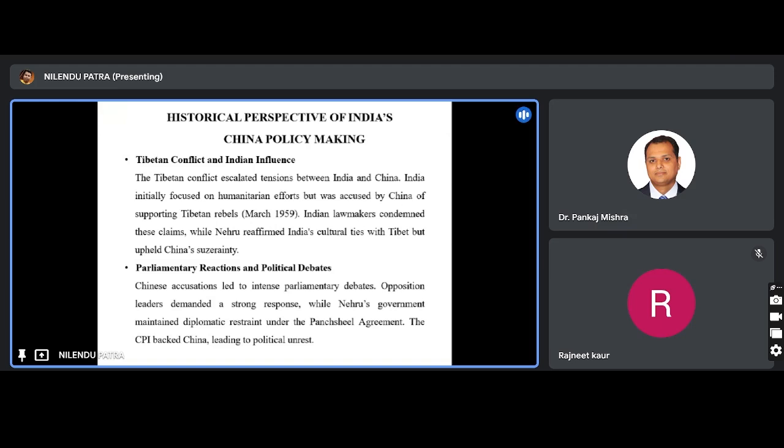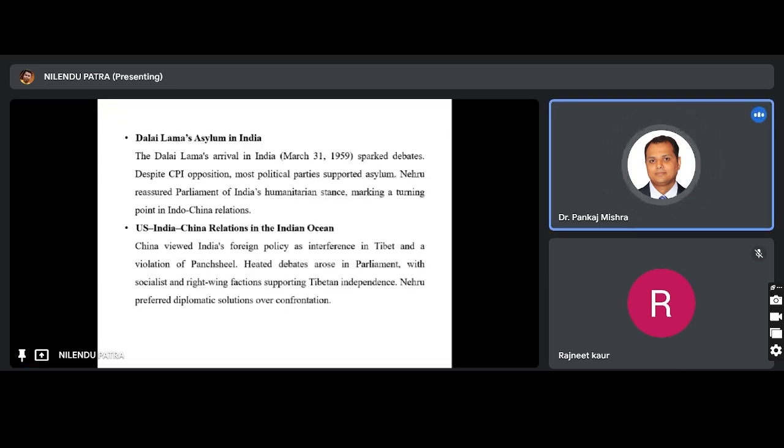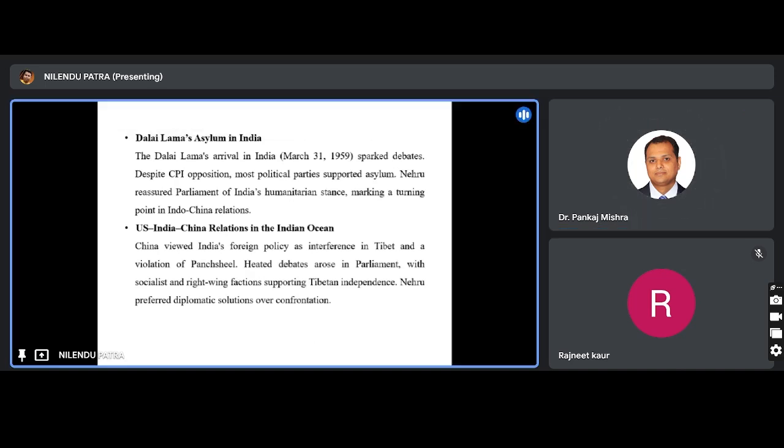Parliamentary reaction and political debates. Chinese accusations led to intense parliamentary debates. Opposition leaders demanded a strong response, while Nehru's government maintained diplomatic restraint under the Panchsheel regime. The CPI backed China, leading to political unrest. The Dalai Lama's asylum in India sparked debates. Despite CPI opposition, most political parties supported Nehru's humanitarian stance, marking a turning point in Indo-China relations.